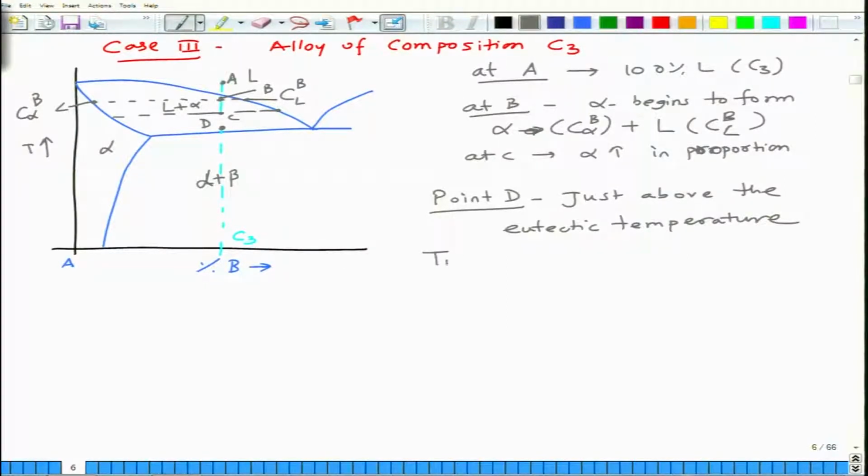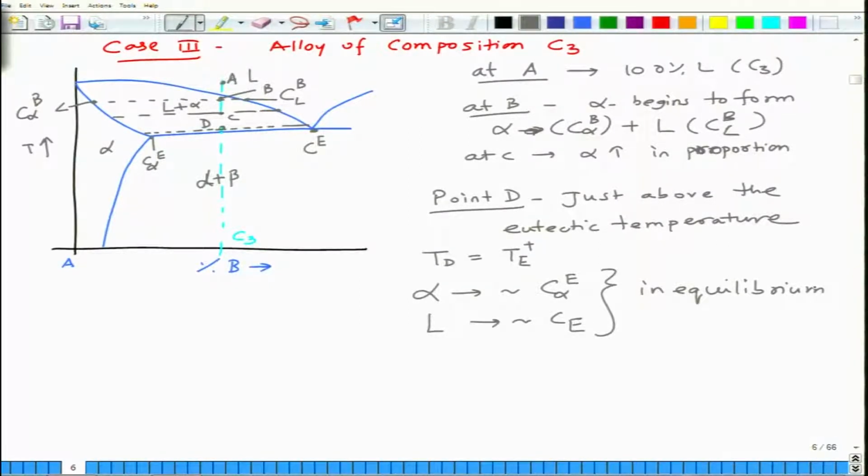TD is basically TE plus a few degrees above the eutectic temperature. So at this point, what you have is alpha of composition nearly C alpha E, which is this point, and liquid of composition CE. So alpha of composition C alpha E and liquid of composition CE are in equilibrium.